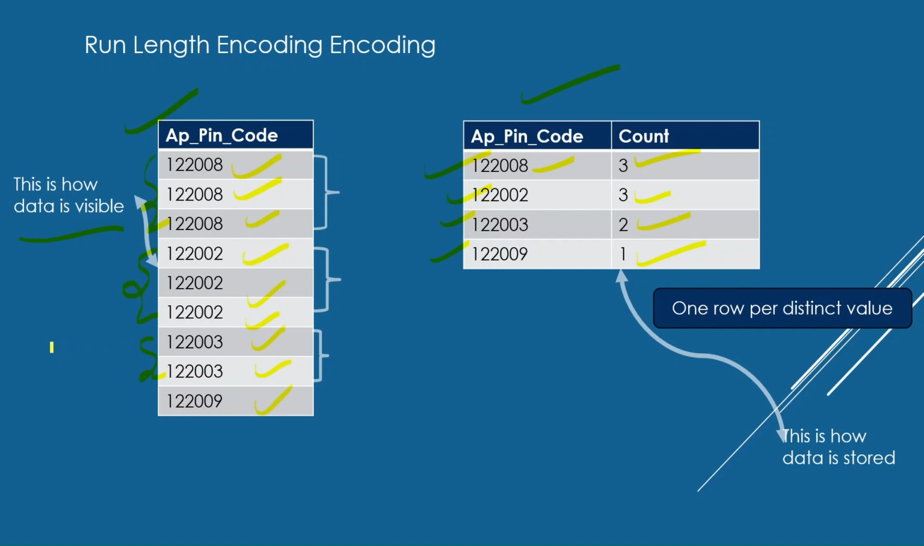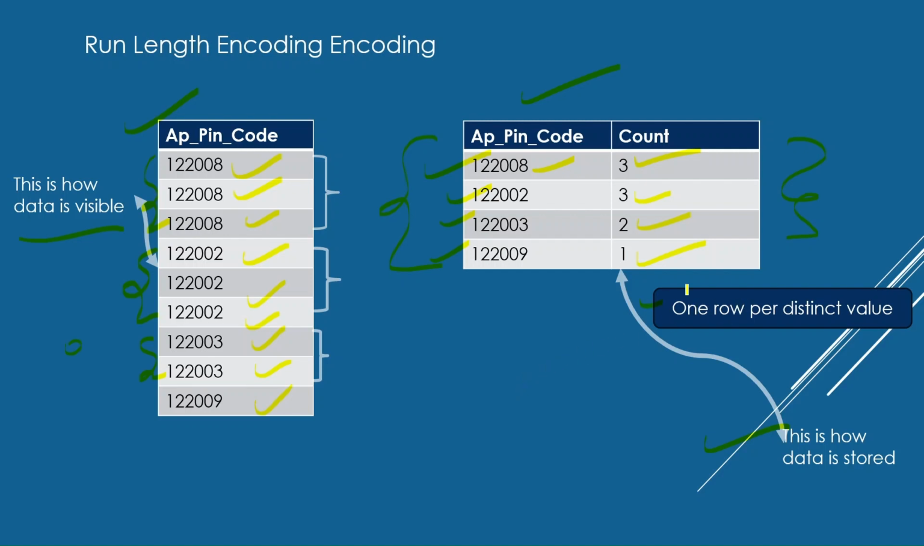This is a very small data set, but suppose we have millions of records and only these four distinct values are present. Compare the amount of space required to store millions of records with the space required to store these four records. We can imagine how much space we are going to save. This is how the data is stored in Power BI.